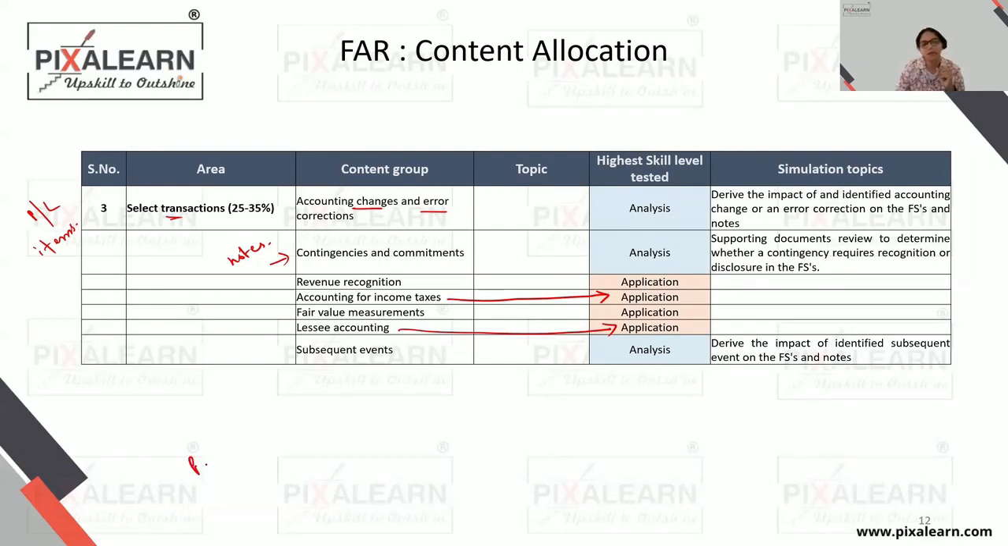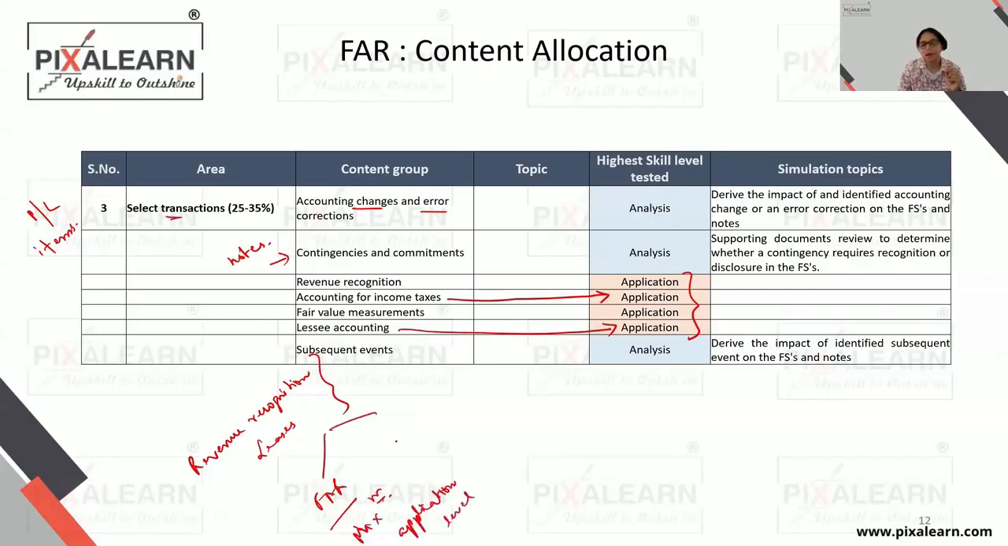Now two things I want to tell you. One is that revenue recognition and leases are the only two topics that are going to overlap in FAR and BAR. So if you're doing it in FAR, you will have it in entirety. When you do it in BAR, again, you will have the full set in its entirety. The only delta is that in FAR, they've restricted these questions to be tested at the maximum level of application. It is not going to go beyond application. But in BAR, these topics would be tested at the analytical level.